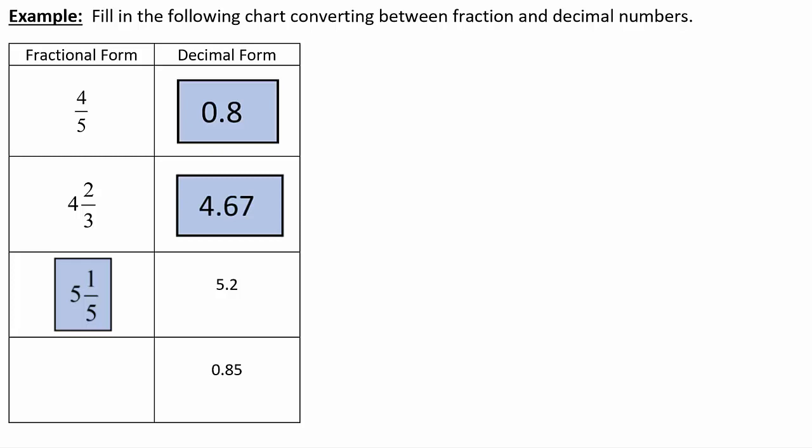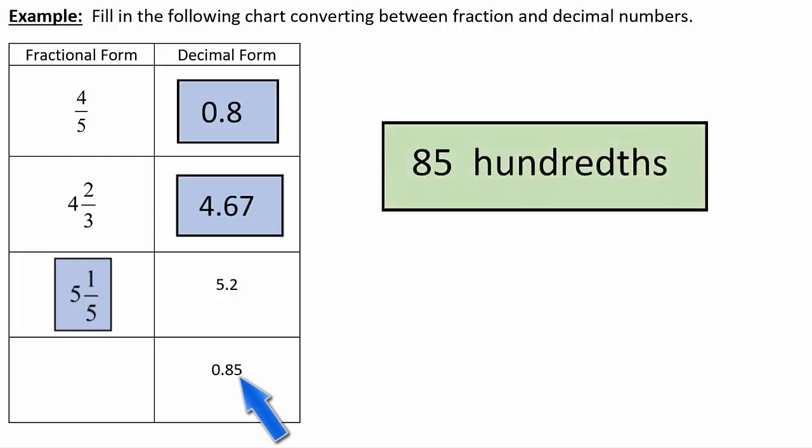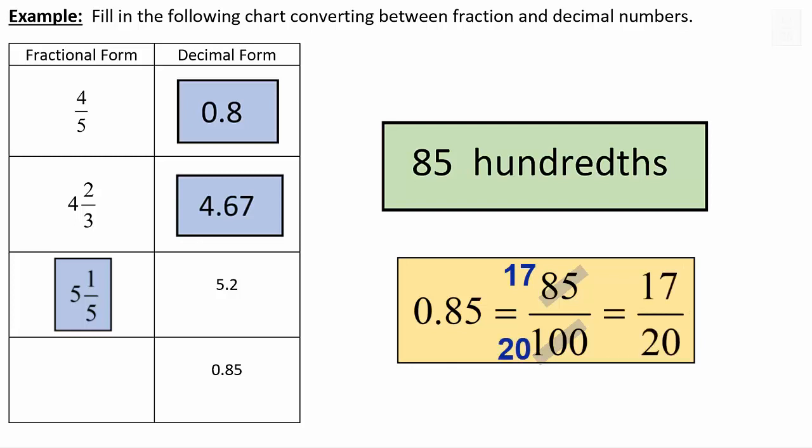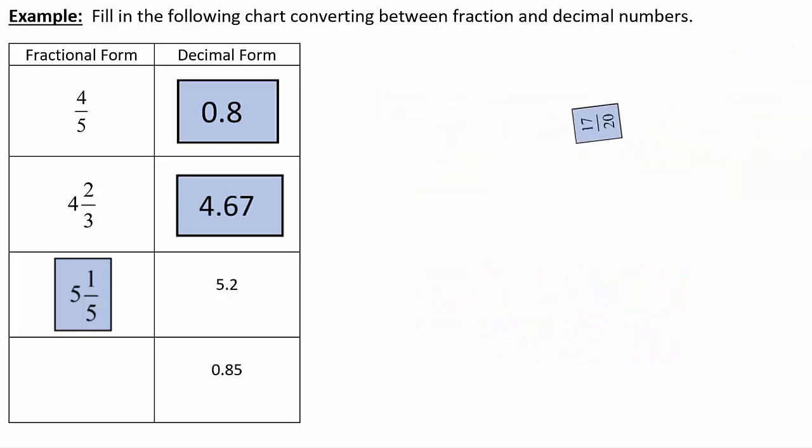Next one, 0.85. Don't say it that way. This is the hundredths place, so 85 hundredths. If you close your eyes, 85 hundredths, that's 85 over 100. Now let's reduce that. What goes into both? 5. 5 goes into 85 17 times, and 5 goes into 100 20 times. So this reduces to 17 over 20. So 85 hundredths, or 0.85, is equal to 17 twentieths.